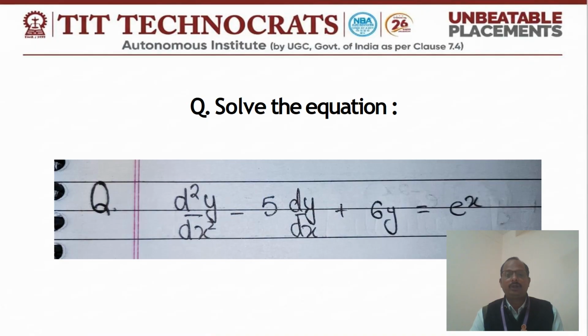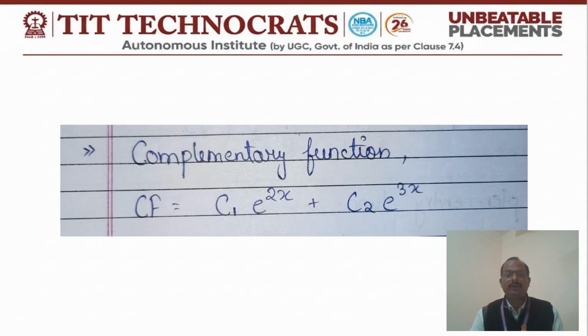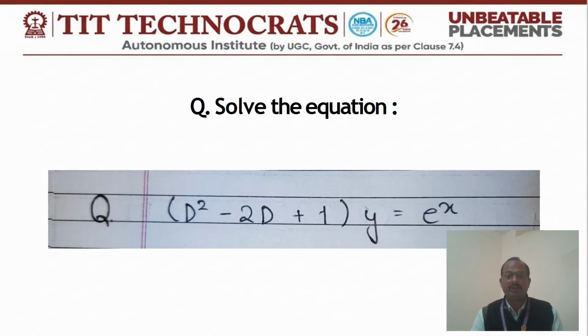So the question is d2y by dx2 minus 5 dy by dx plus 6y is equal to e to the power x. To solve this question, we first put D equals m, y equal to 1, and consider Q equal to 0. So the values are m equal to 3 and 2. So the complementary function is CF equal to c1 e to the power 2x plus c2 e to the power 3x. Then to find PI, that is PI equal to 1 by f of D e to the power x. You can see here the coefficient of x is 1 only, so you put the value of a, the coefficient of x, in place of D. So that is 1 by 2 e to the power ax. So the final solution will be y equal to CF plus PI.